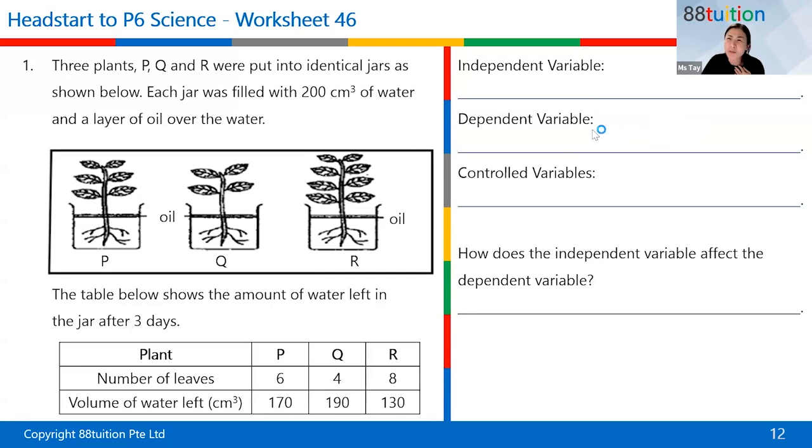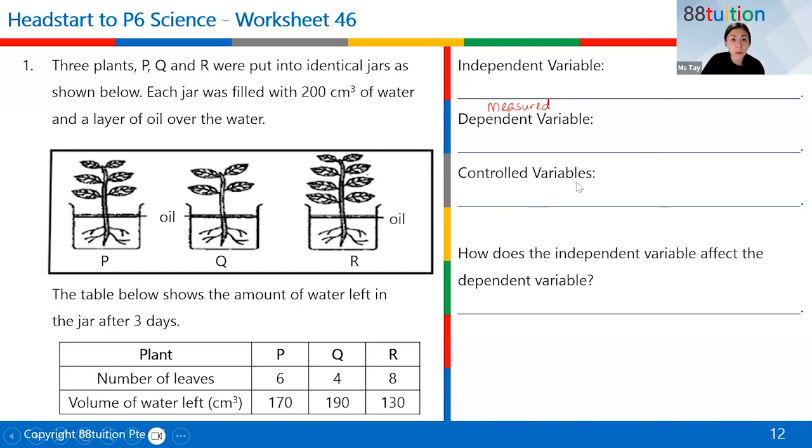What about the dependent variable? What are we measuring? Dependent variable, what we are measuring. We call this the measured variable. So it's the data that we are collecting. Yep, the amount of water that's left. Yes, very good. Volume of water left. Very good, Janelle. That's correct also.